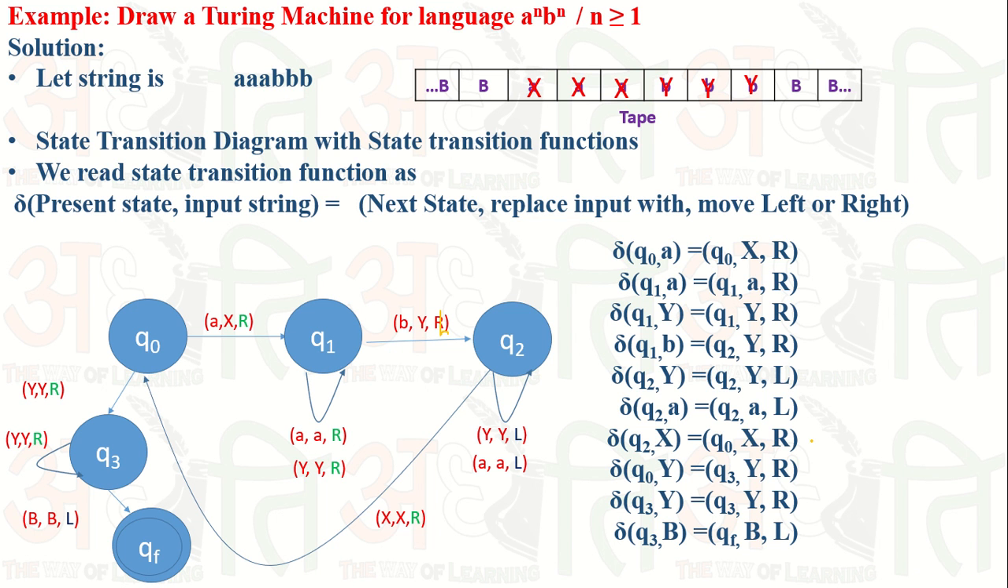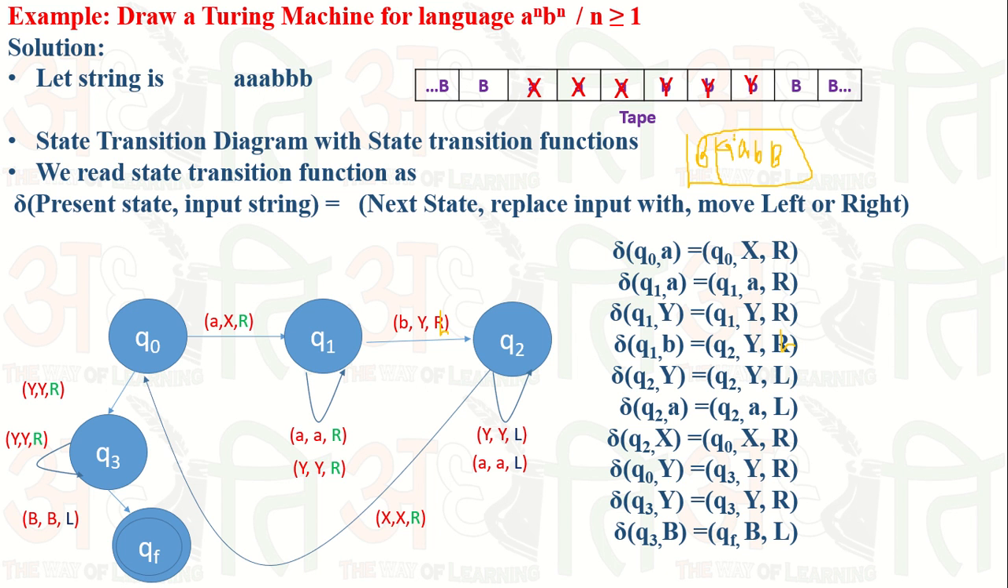Now let me take another example, because you may have a confusion: what will happen if the number of A's and the number of B's are not equal? Suppose we have two A's and one B, and after it a blank. Suppose here it has blank and here it has blank. So what will happen? Let me have a look.